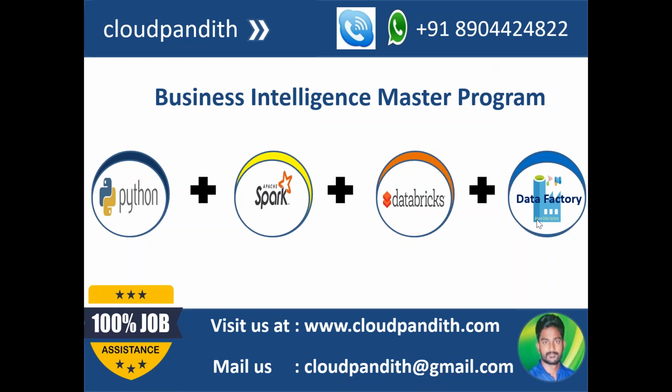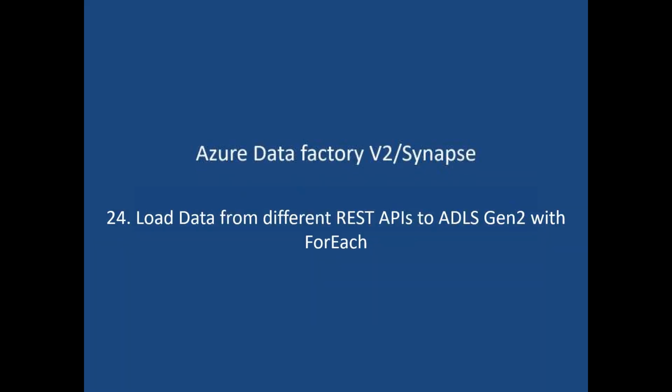Good morning, team. In this VM Master program, in today's session, we will talk about loading data from different REST APIs to ADL with the For Each activity. The source is REST API. The target is Data Lake Storage Gen 2. So we are going to copy data from REST API to ADL Gen 2.